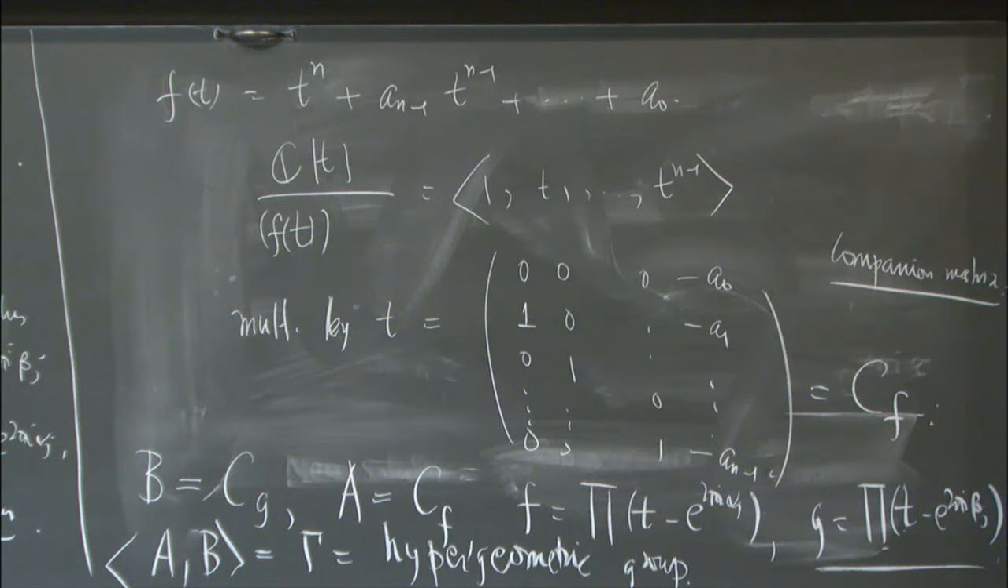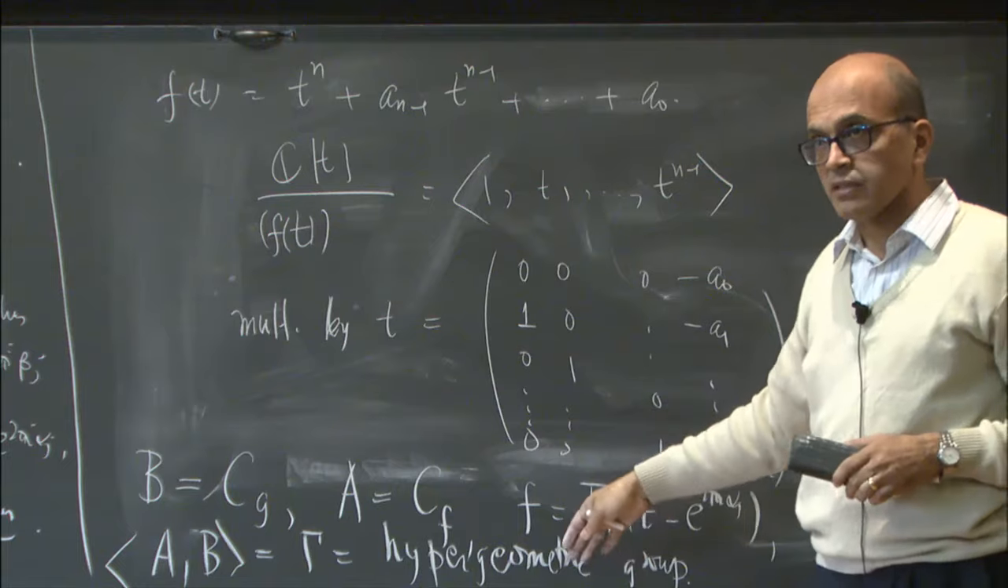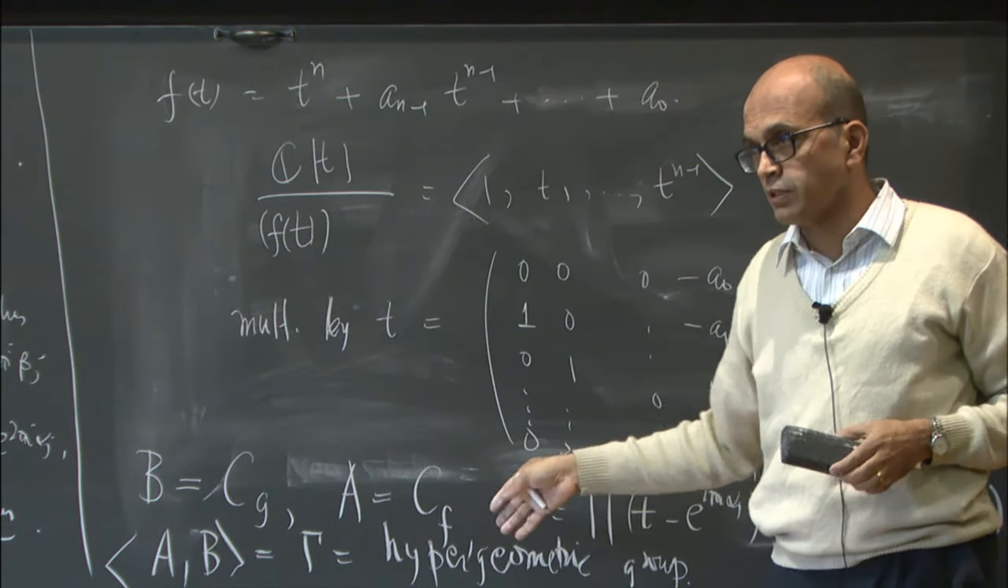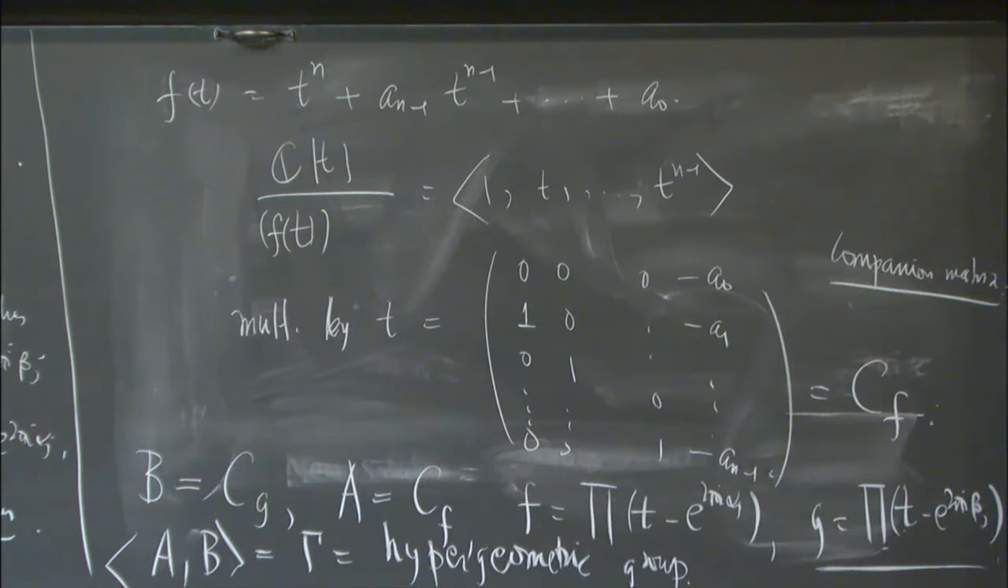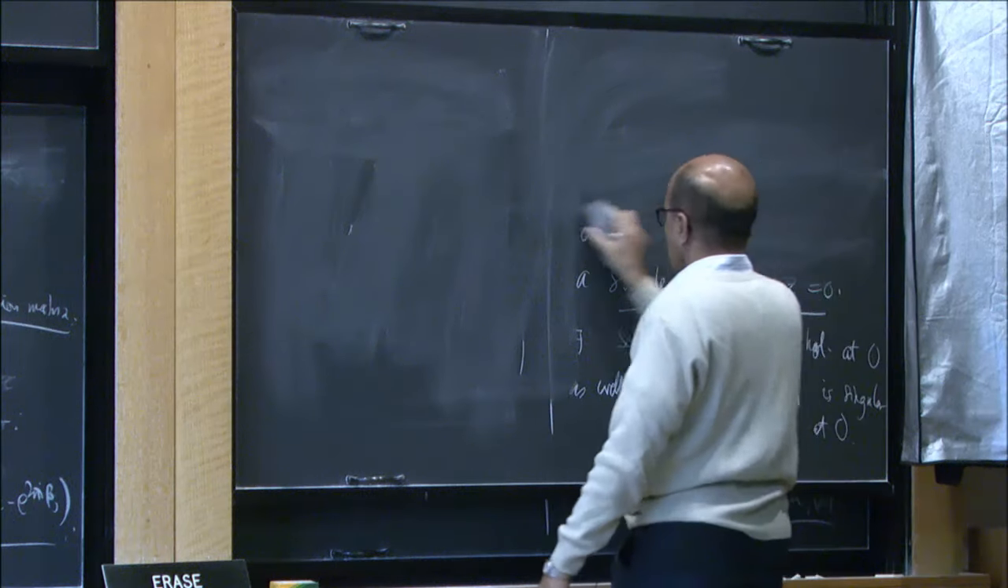So various questions arise. When is this gamma a discrete group? When is it a lattice? When is it an arithmetic group, and so on. So that's the kind of question which you want to understand.